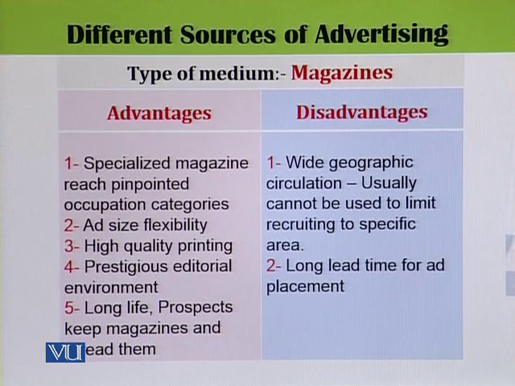What is a disadvantage? A major disadvantage is the wide geographic circulation. It can sometimes be published all over the world. For example, if you are giving an ad in the Time magazine, which is a worldwide magazine, your ad can go worldwide. It can be a disadvantage sometimes when you are focusing on a specific area and it is going to a much wider area. Number two, long lead time for ad placement. It takes a long time for ad placement, and it may cost you more as compared to advertisement in the newspaper.